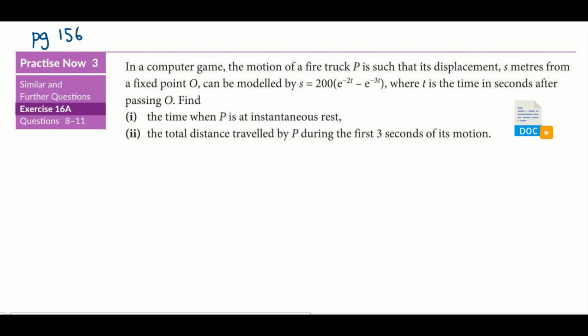Let's take a look at this kinematics question with exponential function. This question is about a fire truck, where its displacement in meters from fixed point O is given by this exponential function. I want to find the time where P is at instantaneous rest. So what is so special about instantaneous rest? It is when velocity equals 0.